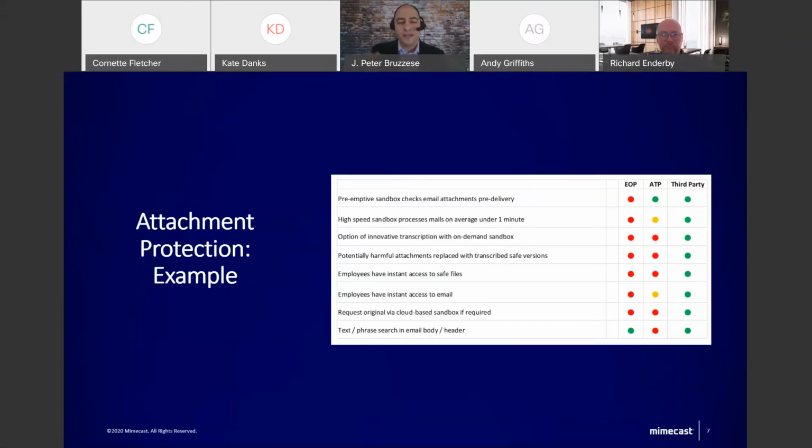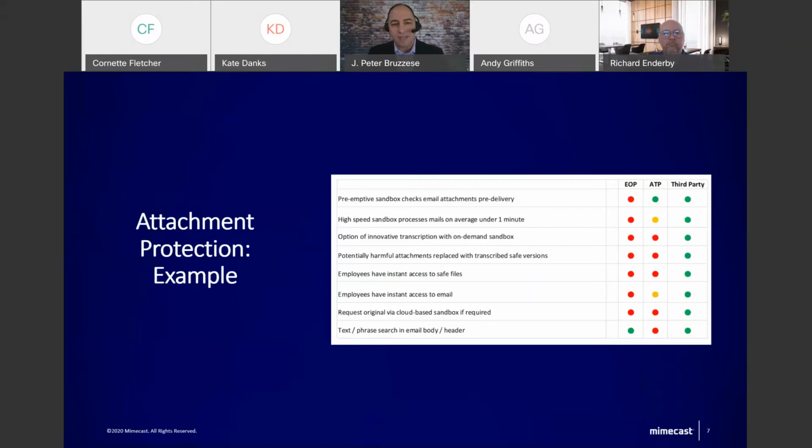So the next level is ATP, or Defender for 365. Now you'll notice there's some green, there's some yellow. So there is an attachment protection solution there. When an email comes in, Microsoft takes that and puts it into a sandboxing solution. Now, sandboxes are different. The Microsoft sandboxing solution is an Azure VM, and so it's a software-based sandboxing solution. And what it does is it checks to see if this is a weaponized attachment. If it detonates, then it won't pass it on. If it's clear, they pass it through.